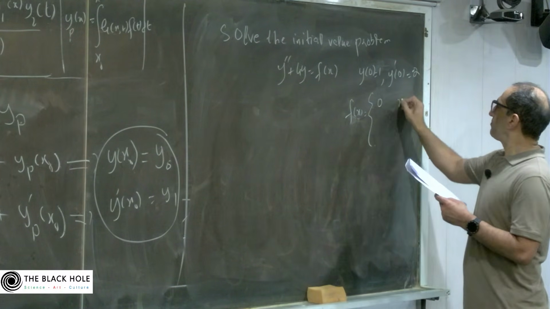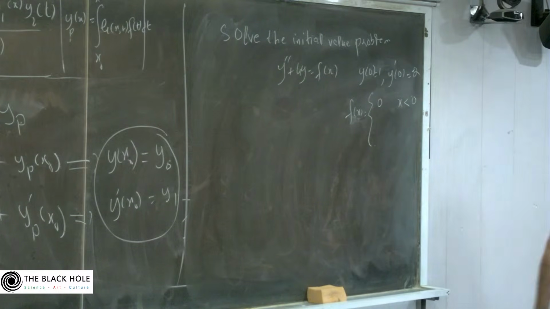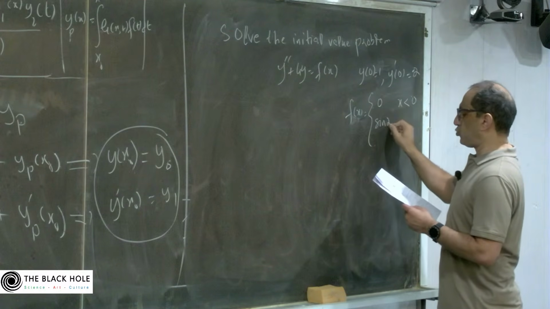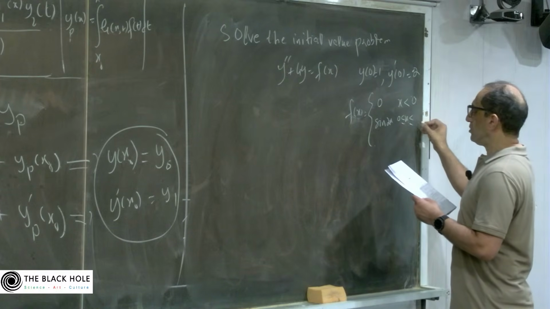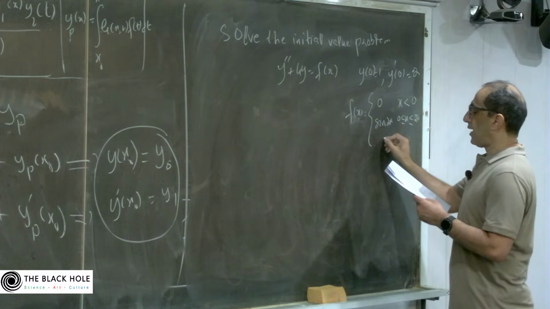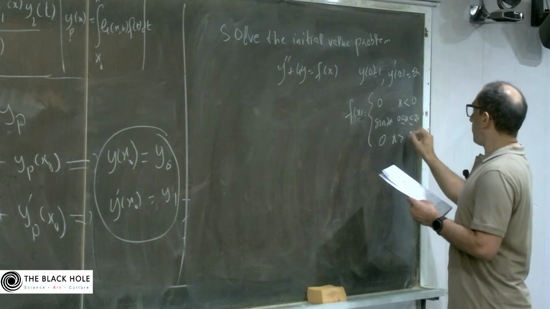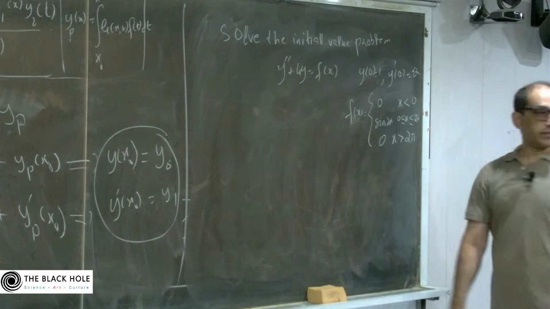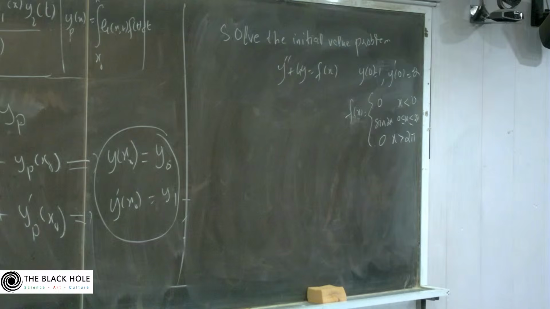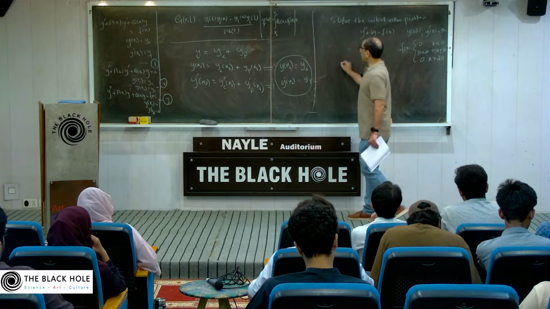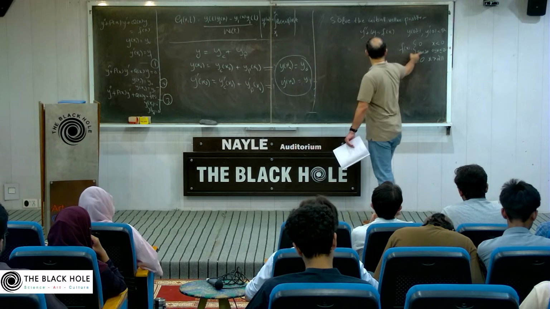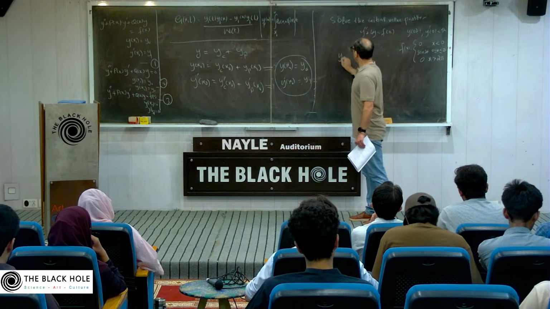It is 0 for x less than 0. It is sine of 2x for x greater than or equal to 0 and less than or equal to 2 pi, and it is 0 for x greater than 2 pi. So I'm not going to get into the details of solving this problem, but only to tell how I'm going to deal with this when I write down my solution.